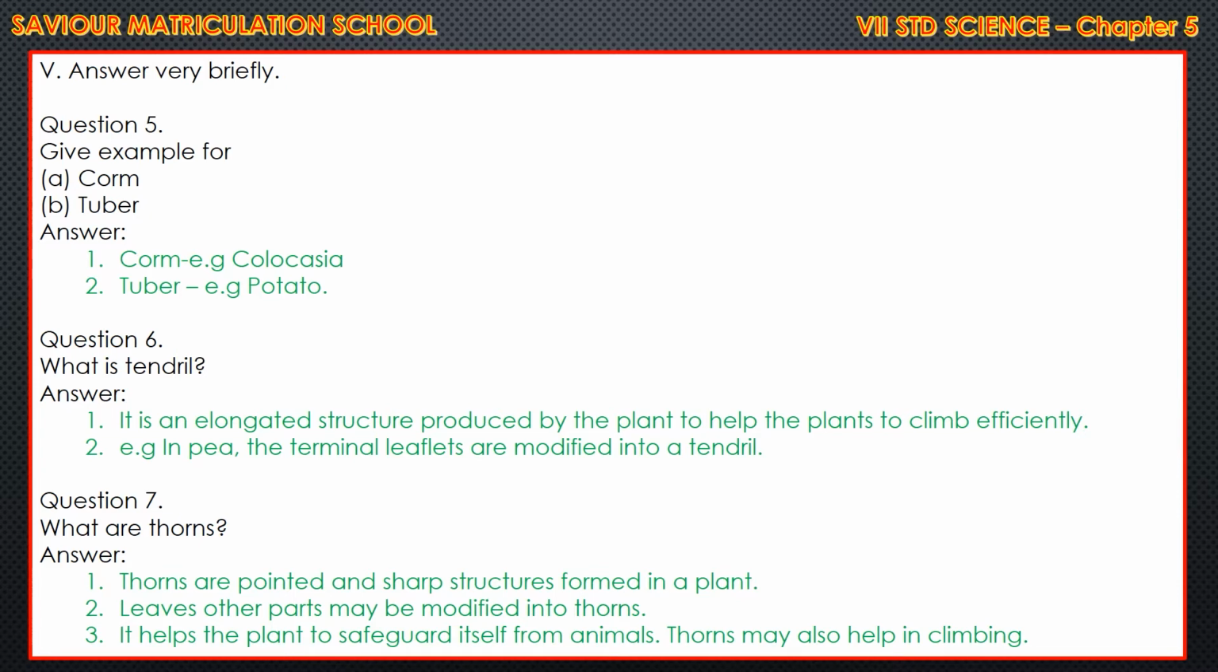Answer, thorns are pointed and sharp structures formed in a plant. Second, leaves, other parts may be modified into thorns. It helps the plant to safeguard itself from animals. Thorns may also help in climbing.